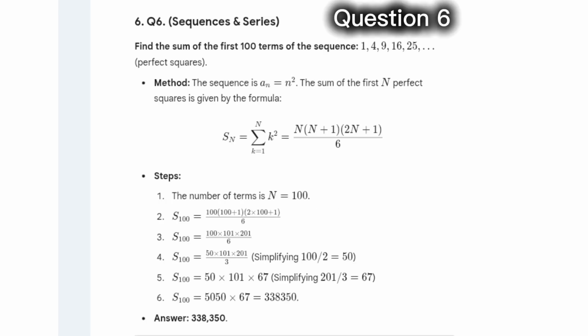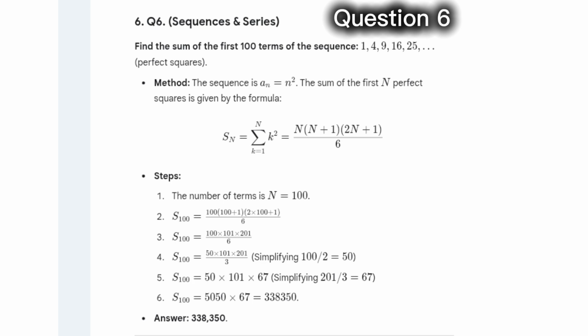Question 6. On sequences and series, we need to find the sum of the first 100 terms of the sequence of perfect squares 1, 4, 9, 16, and so on. The formula: the sequence is n². The sum of the first n squares has a well-known formula: S_n equals n times (n plus 1) times (2n plus 1), all divided by 6.